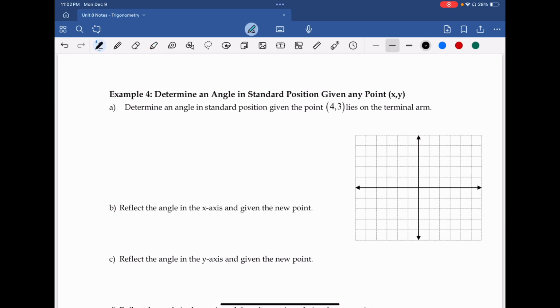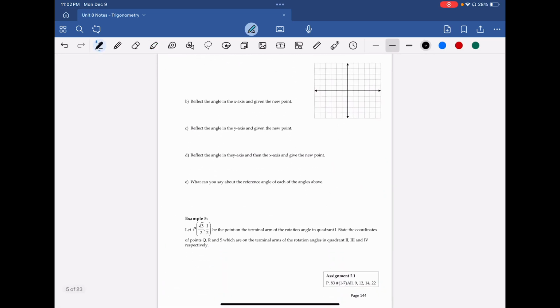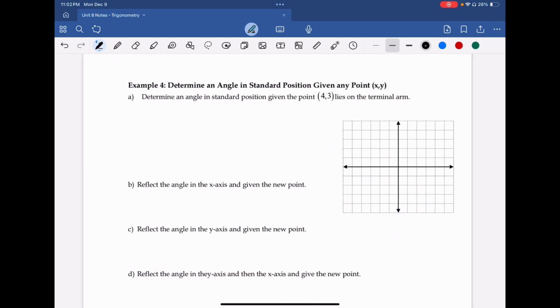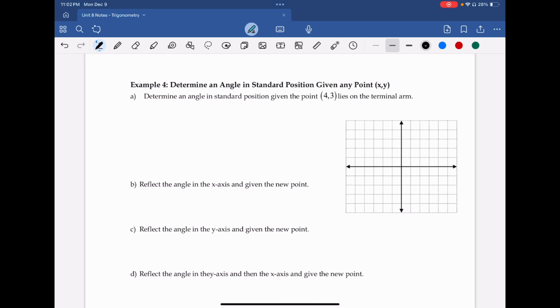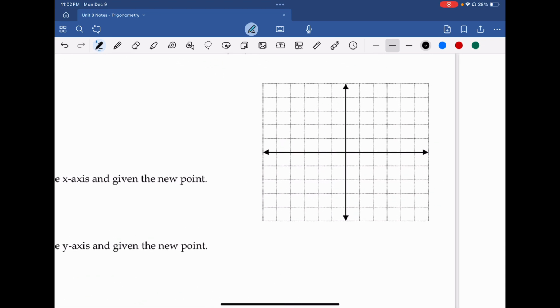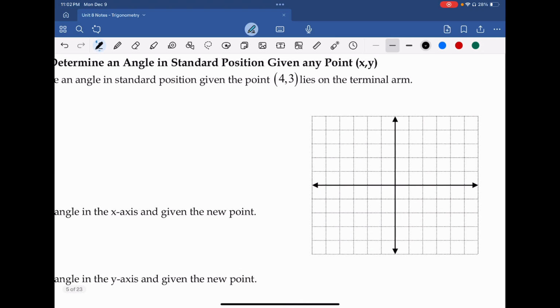Now, when we go on to one of our last pages here, if not, I believe it is our last page, it is. So in this example here, they say determine the angle in standard position given by the point 4,3 that lies on, that has this point that is on the terminal arm. So when they say this, you want to go over to your grid and go to 4,3, which would put us right here. The line is going to cut through this and start at the origin. So this is where it terminates.